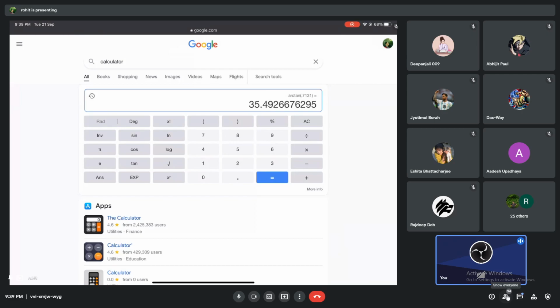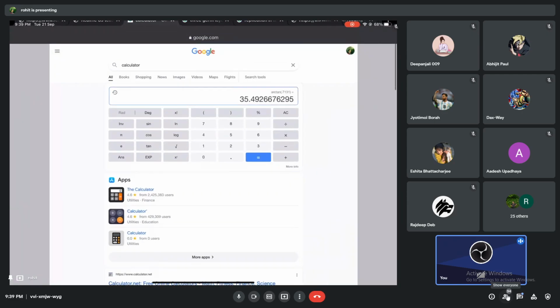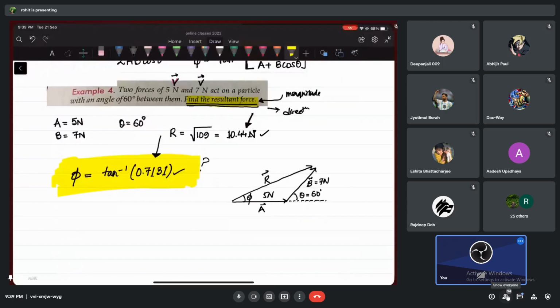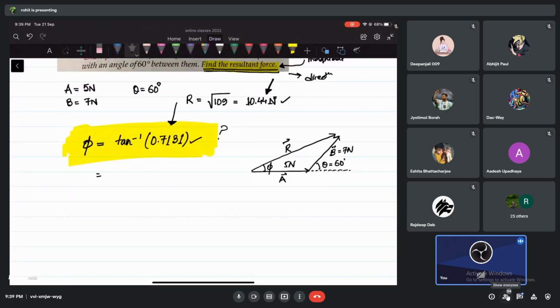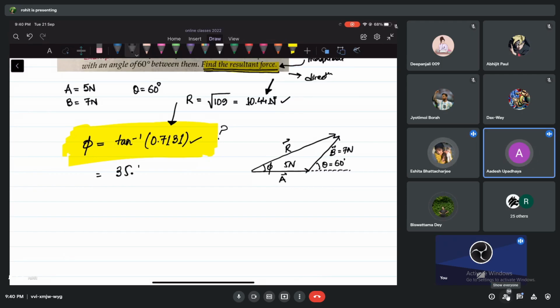Okay, this is what you're going to get. See, guys, in your calculator you're going to do it. Okay, so 35.49, so that is what I'm going to use. The value of this in your calculator comes out to be 35.49. I forgot the angle again. 35.49 degrees. Okay, so that is what I'm going to write like that.